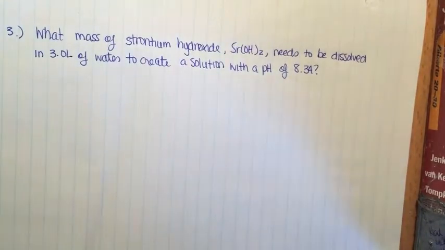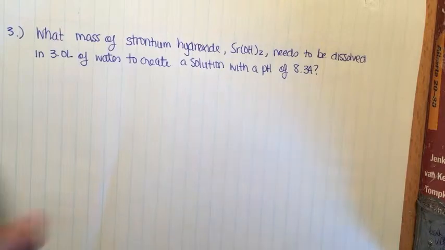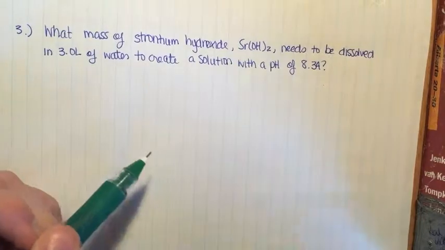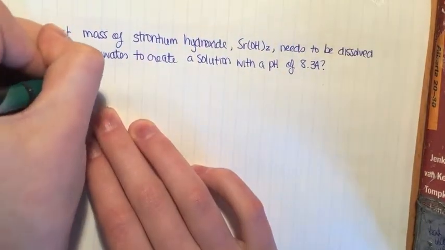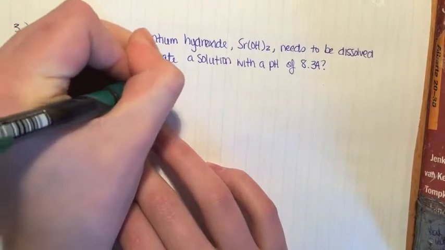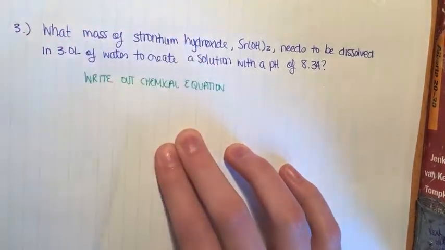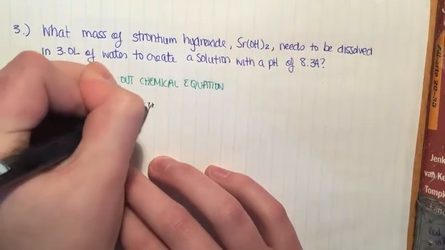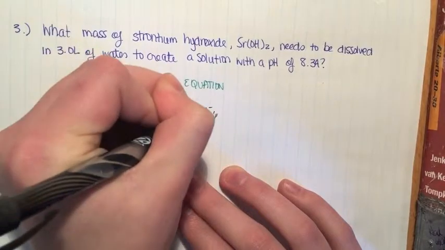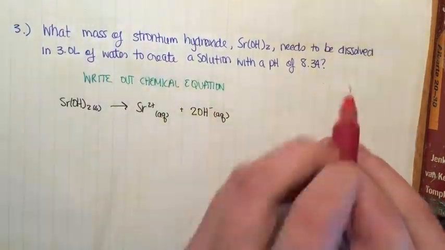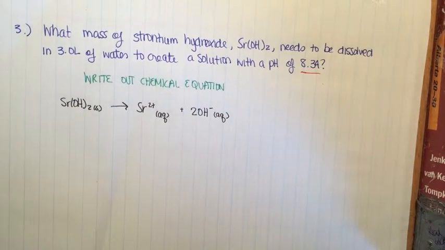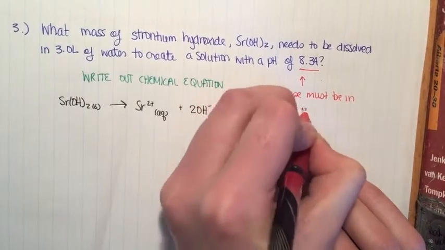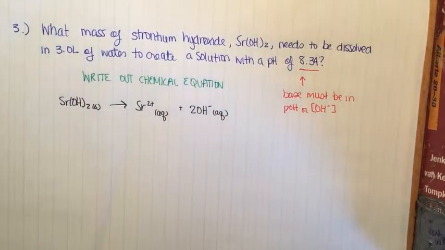Moving on to a more complicated question, we are going to find what mass of strontium hydroxide needs to be dissolved in 3.0 liters of water to create a solution with a pH of 8.34. We want to write down our chemical equation to start off. So we are given strontium hydroxide, which breaks out to its elements, giving you Sr2+ and 2 OH- ions. Since we are given a pH and our equation contains OH, it is a base, so we must find the pOH or OH concentration to get to the correct mass.